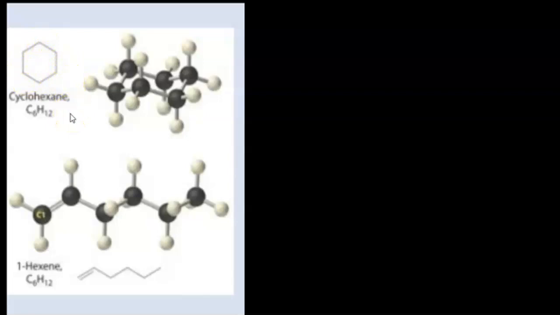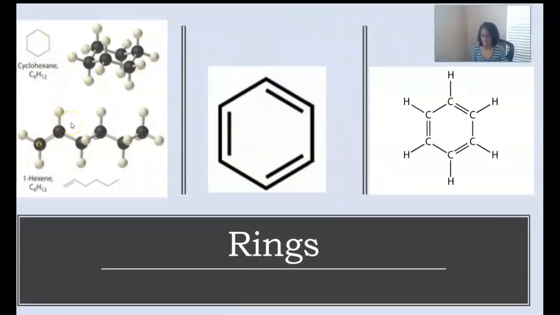Not every ringed organic compound is going to have the word cyclo in it. But if you do see a compound that has the word cyclo in it, then you know that it's going to have a ring somewhere in its structure. All right, so again, even though they have the same number of carbons and hydrogens, they're 2 different compounds because one has a ring structure and the other doesn't.